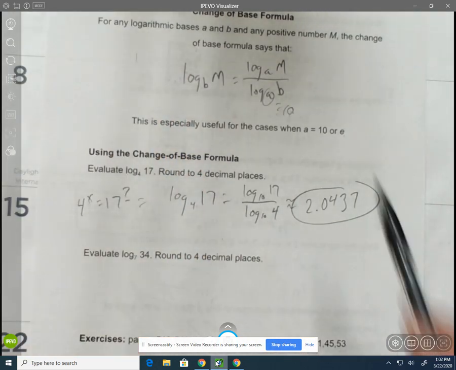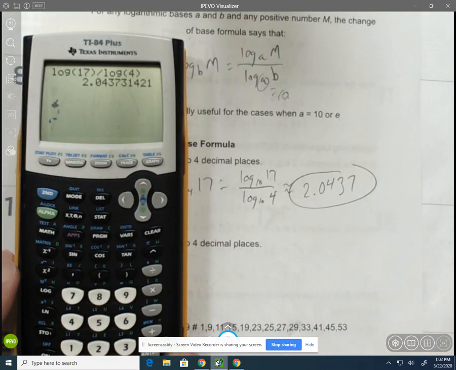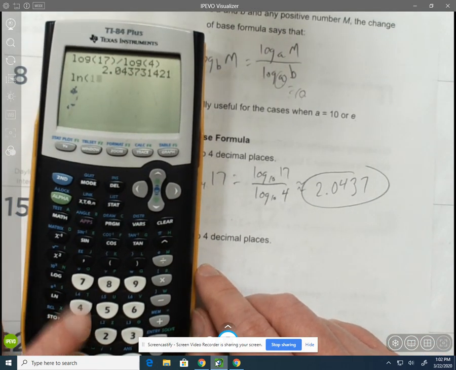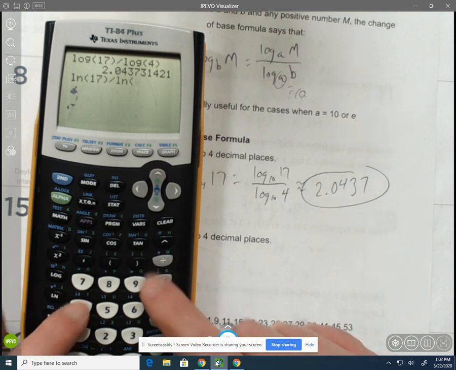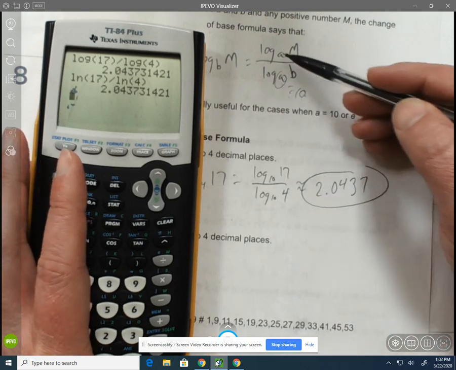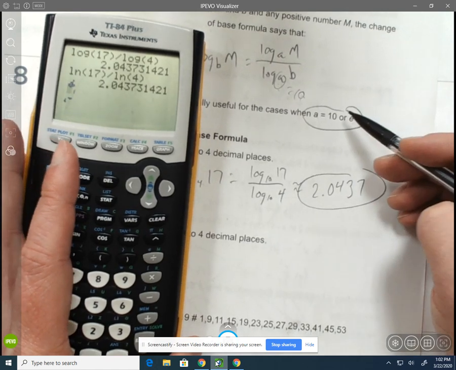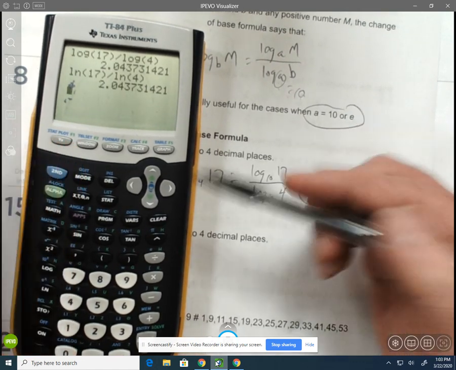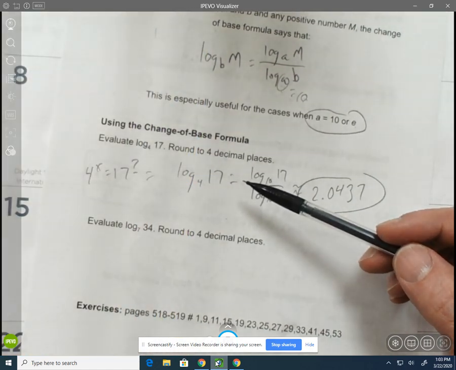Now, just real quick, I said you could also do this as a natural log, because my calculator can do that. Notice if I do the natural log of 17 divided by the natural log of 4, I get that same answer. So it doesn't matter what you make a. All the time, we make a either 10 or e, because that's what our calculators can do, and then it'll let you evaluate these.